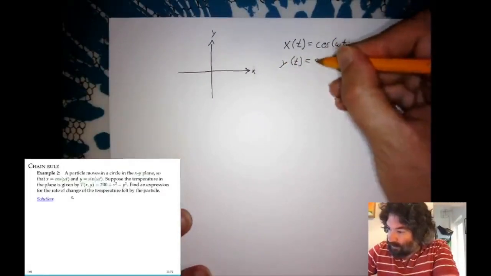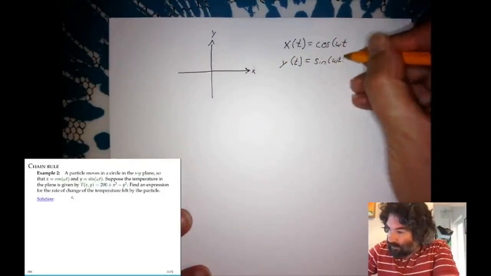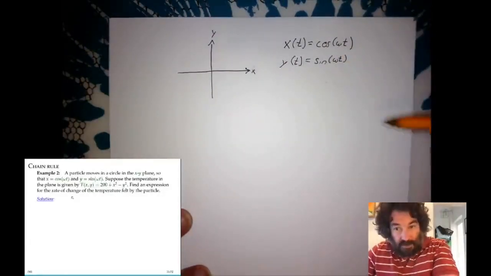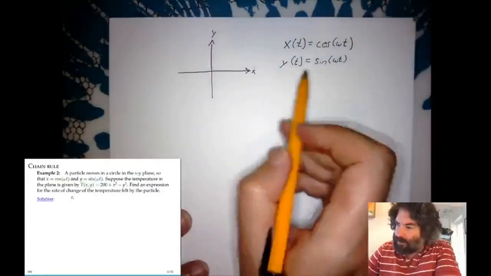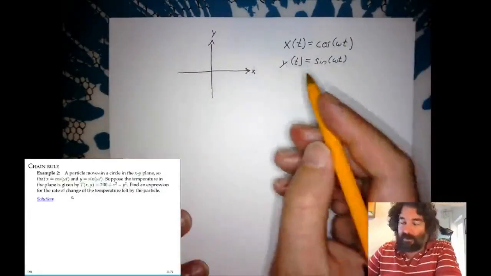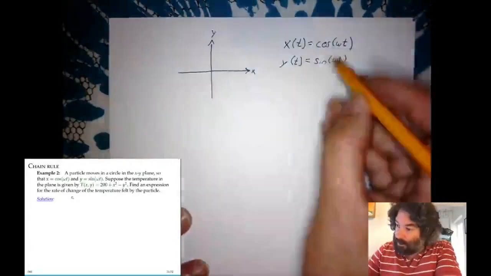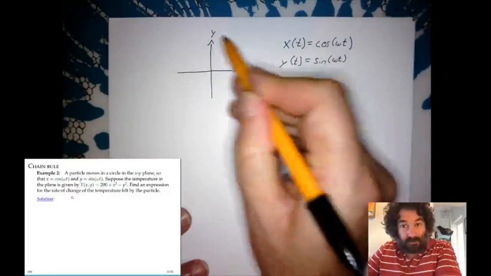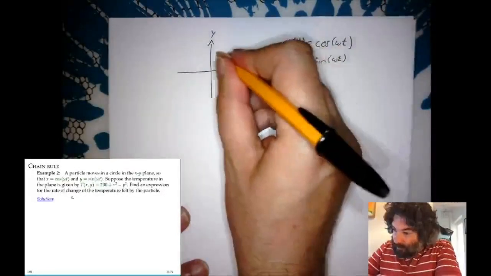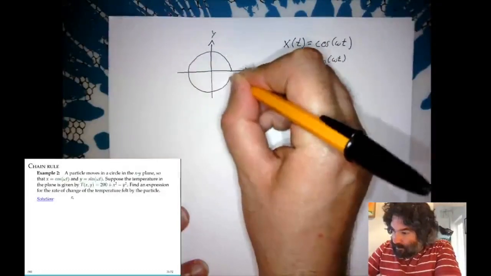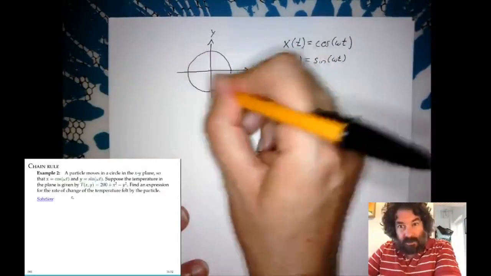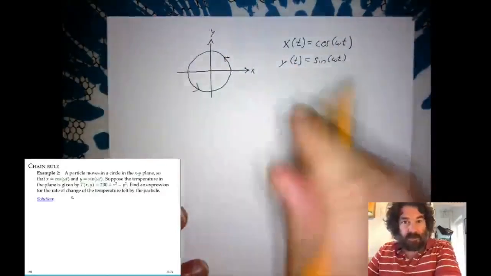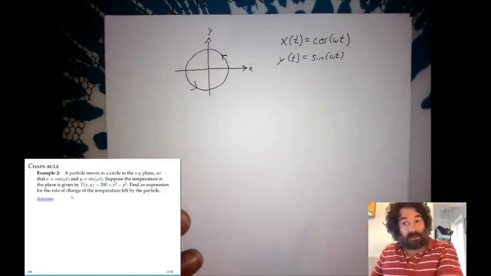y of t is sine omega t. Omega, which looks like a w, the Greek letter, is just a constant. And so this path, you should hopefully know from trigonometry, is a particle that follows this path, going around a circle of radius 1. So the path looks like this circle, so it simply goes around the circle in the anti-clockwise direction. So this is the path of the particle.